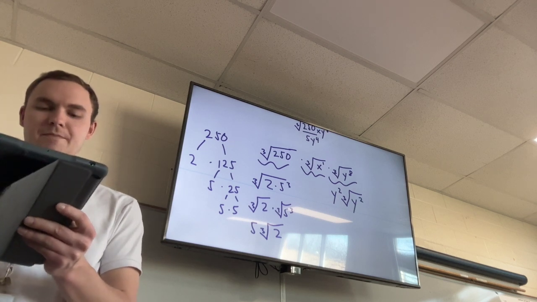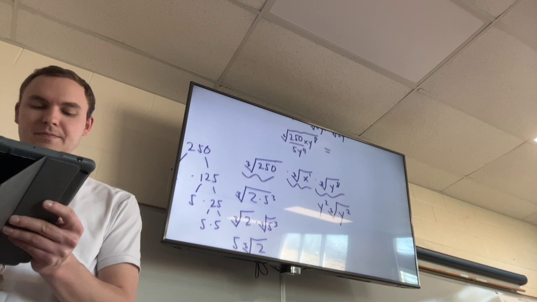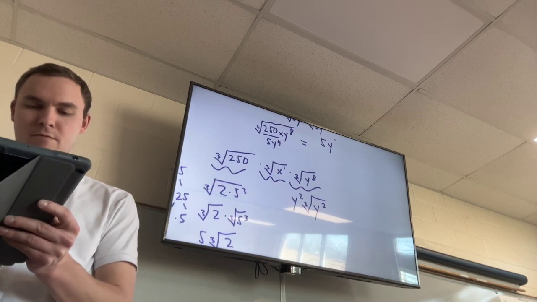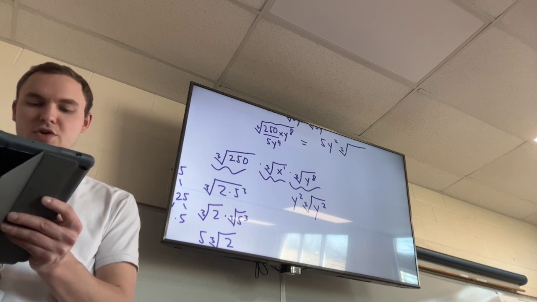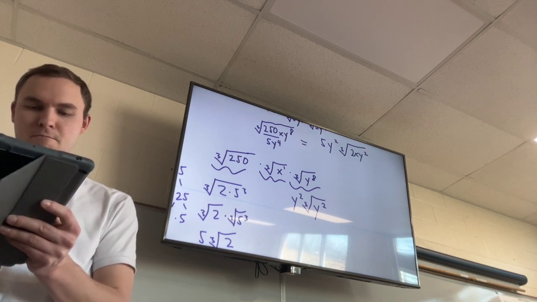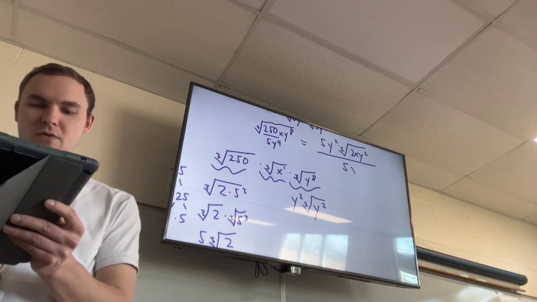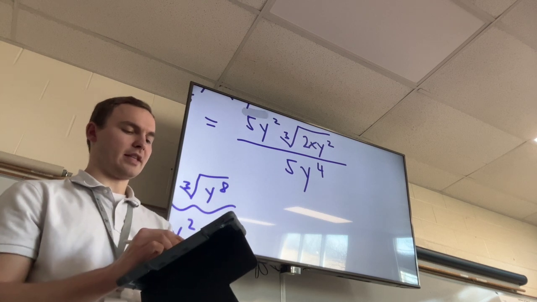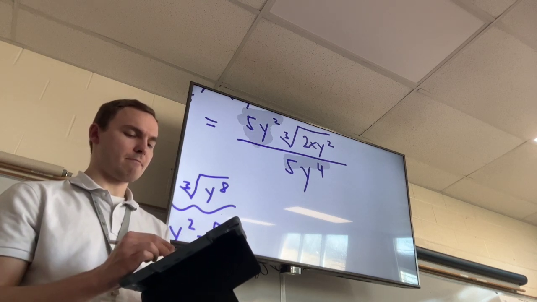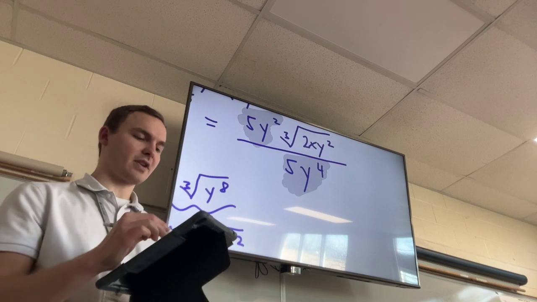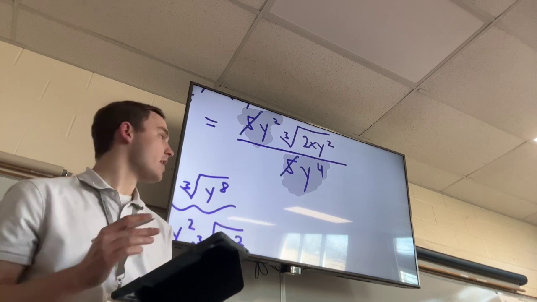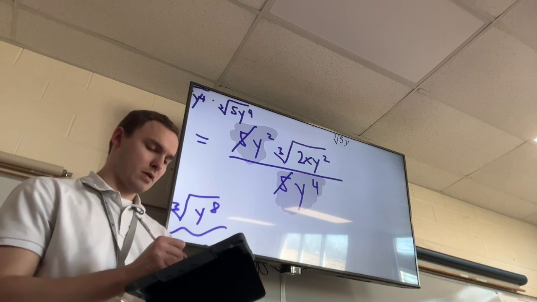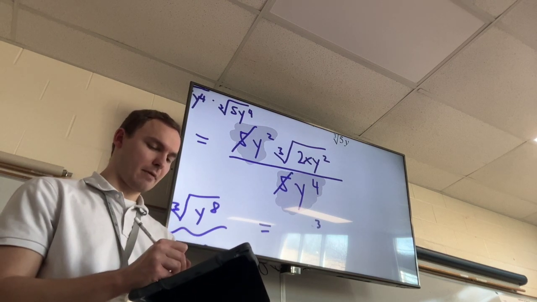Yeah. Okay. So the top becomes 5y squared times the cube root of 2xy squared, all over 5y to the 4th. And again, make sure, is this fraction here simplified all the way? No, right? The 5s are going to cancel. And then what happens to my exponents? Y squared over y to the 4th becomes what? Y squared gets dropped on the bottom. Yeah, just a y squared on the bottom.